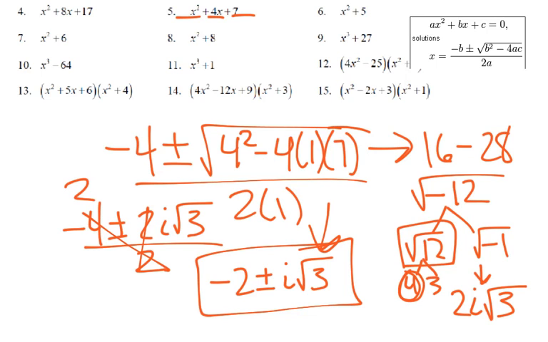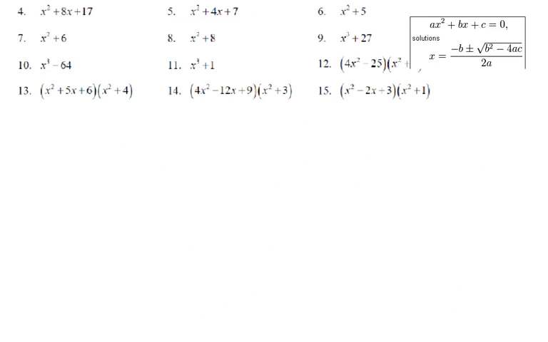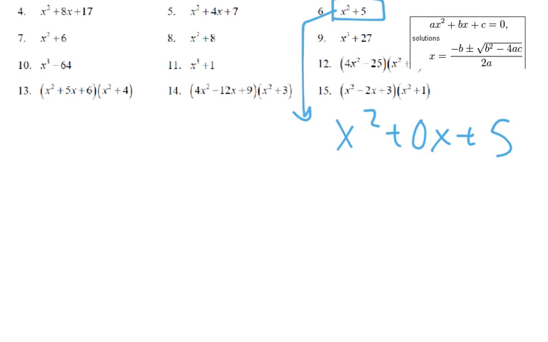So now let's take a look at number 6. Now number 6 doesn't appear to have all the stuff we need, does it? So really we could make it x squared plus 0x plus 5 and try to do it that way. Or we could just say x squared plus 5 equals 0, right? Because that's essentially what we're doing with all of these.